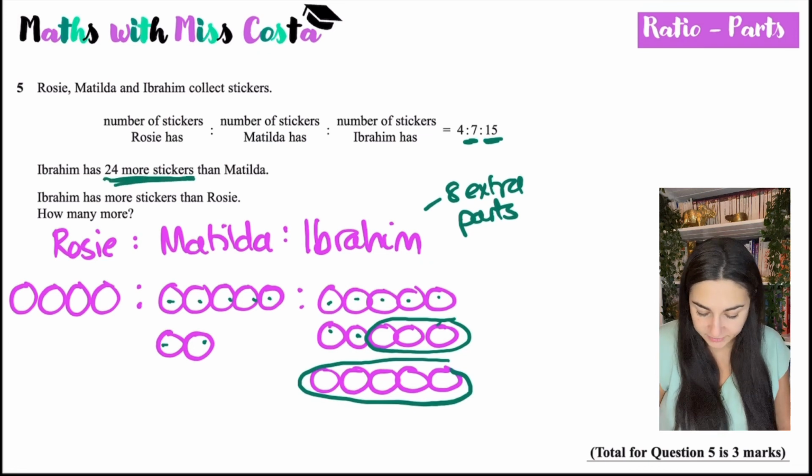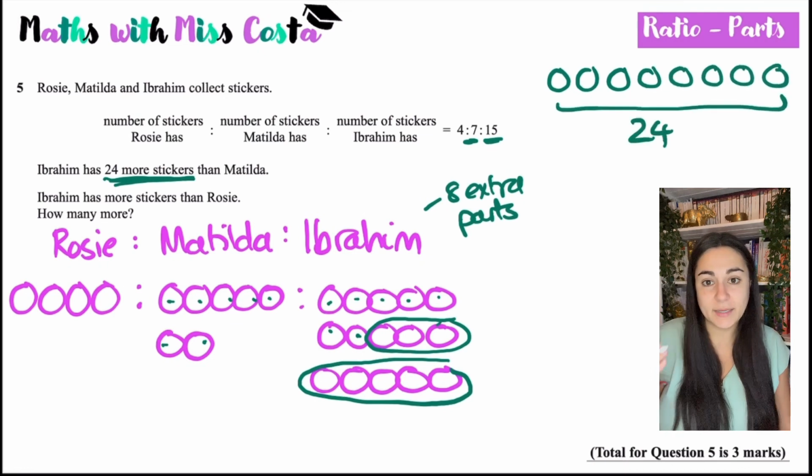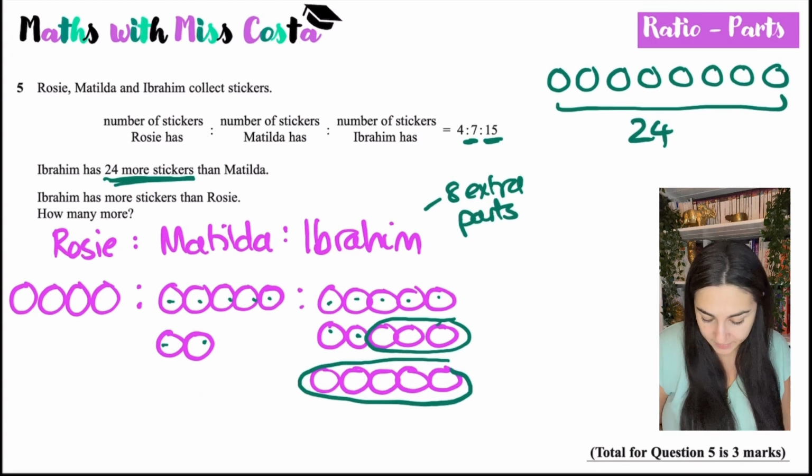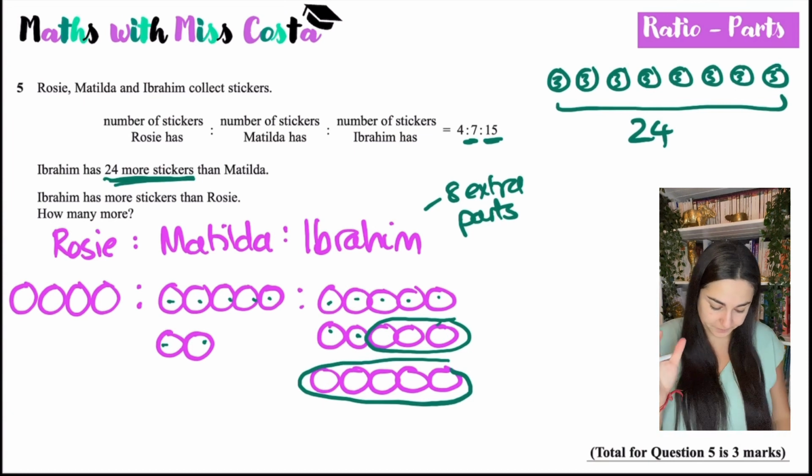So these 8 extra parts, 1, 2, 3, 4, 5, 6, 7, 8, are equivalent to 24 stickers. So what we can do is divide the amount by how many parts there are. 24 divided by 8 is 3. So we know that each little part is worth 3 stickers, and that applies for Ibrahim, Matilda, Rosie. When we're working in parts, if we can figure out what one part is, that's applicable to everyone.